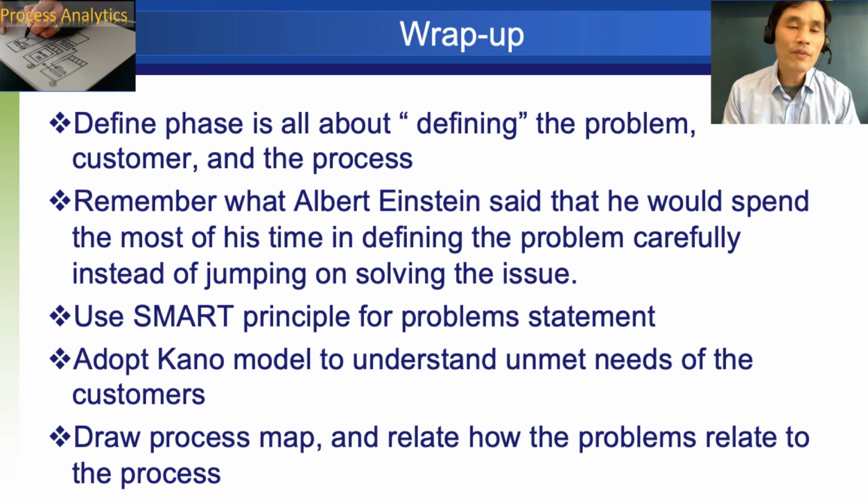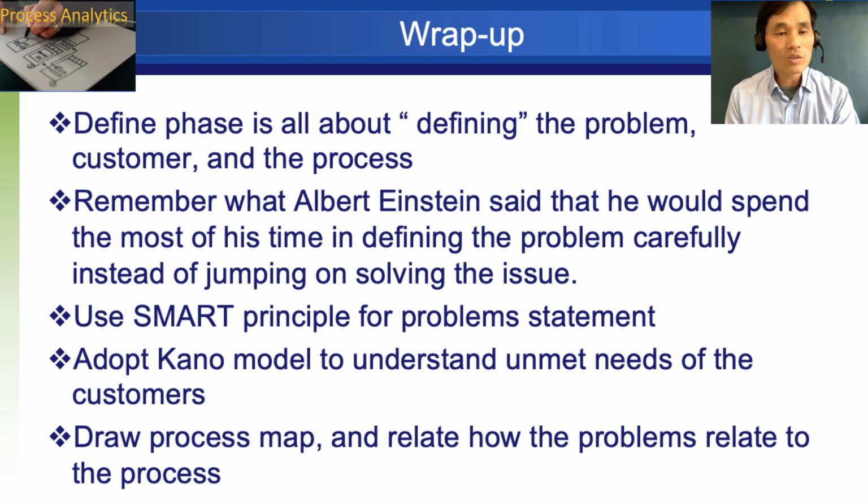To wrap up, the define phase is all about defining the problem, customer, and the process. Remember what Albert Einstein said, that he would spend most of his time defining the problem carefully rather than jumping into the conclusion or solving the issue right away. And we use the SMART principle for the problem statement to make it relevant. And in terms of customer definition, we want to use the Kano model to understand the unmet needs and requirements of the customers. There were satisfiers, dissatisfiers, and delighters.